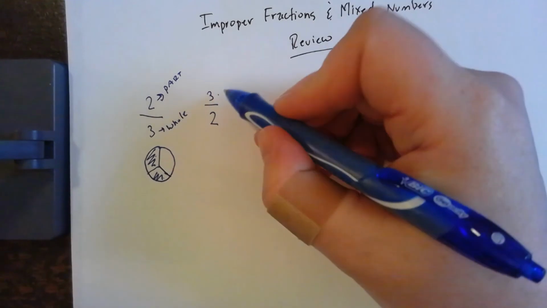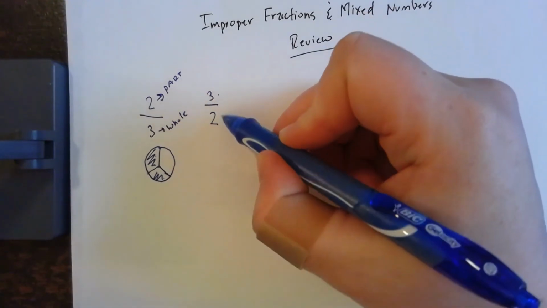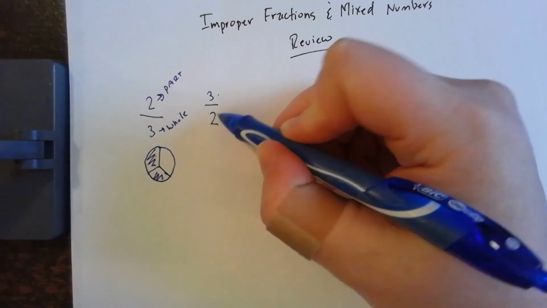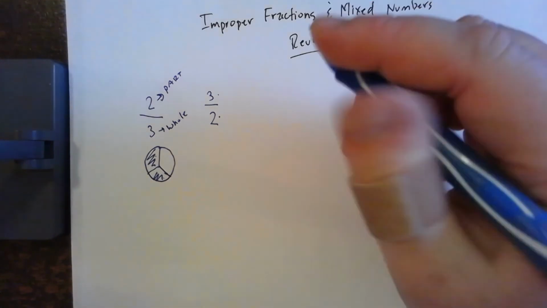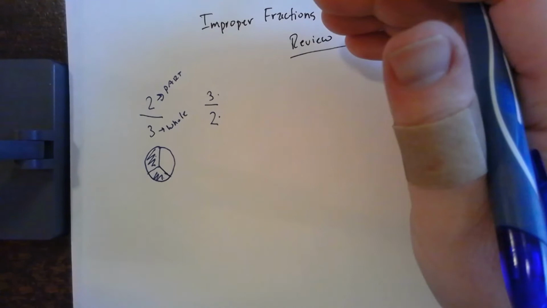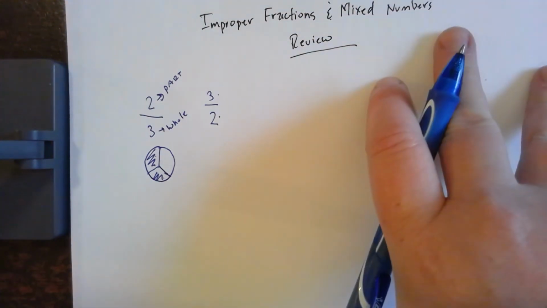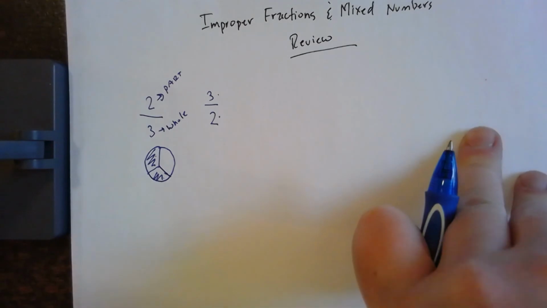So for an improper fraction, we have the large number on top, and you have a smaller number on the bottom. We can't have that. So what we have to do is change this into a mixed number. A mixed number has a whole number with a fraction.